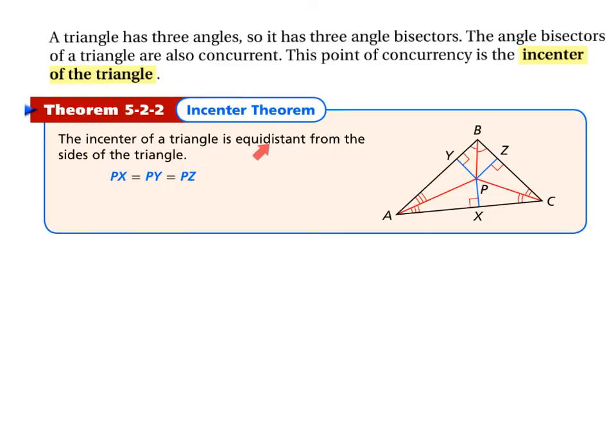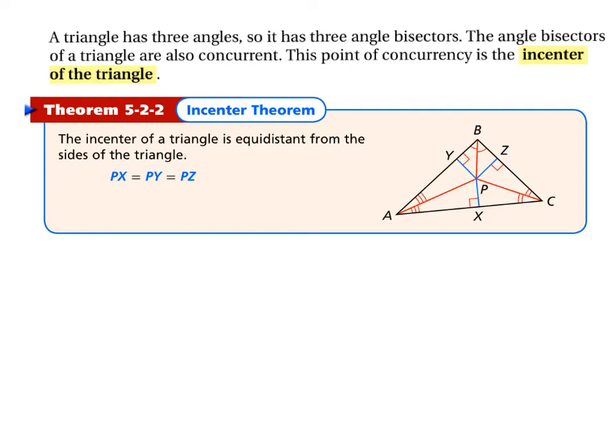The incenter of a triangle is equidistant from the sides of the triangle. So here's what it states. The incenter of a triangle is equidistant from the sides of the triangle. The lengths of PX is equal to the length of PY, which is equal to PZ. So let's look at our picture and figure out what in the world this means.